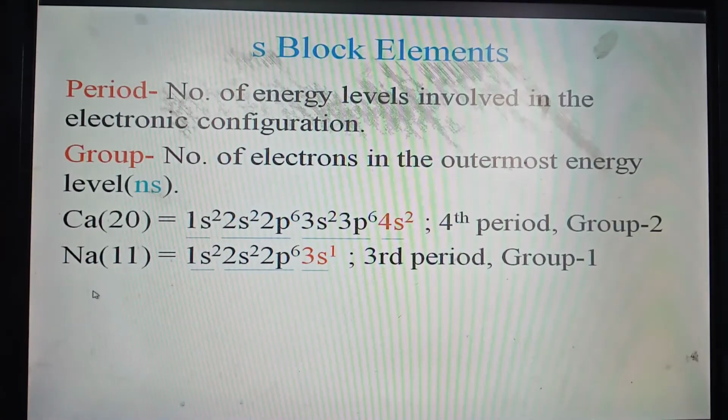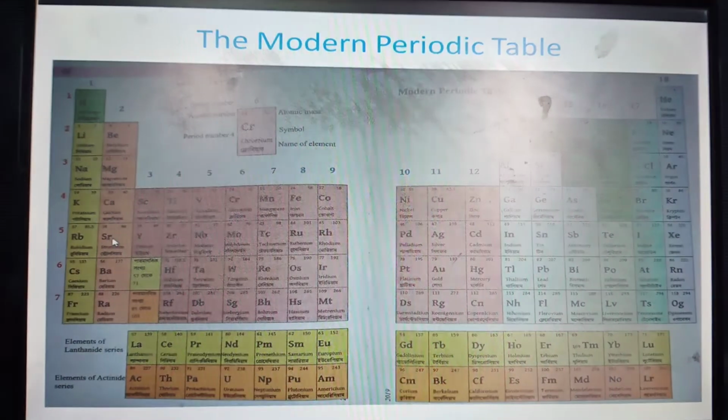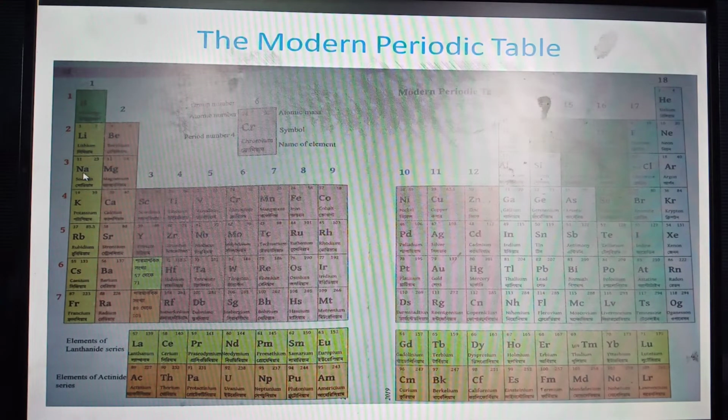We have another example here. Sodium. There are 3 energy levels involved in the electronic configuration: 1st, 2nd, 3rd. Since there are 3 energy levels involved, sodium will be placed in the 3rd period of the periodic table. What will be the group number? The number of electrons in the s orbital of the outermost energy level is 1. For this reason, sodium is placed in group 1. Let us see the position of sodium. It is placed in the third period, group 1. In this way, you can determine the position of any s block element with the help of electronic configuration.